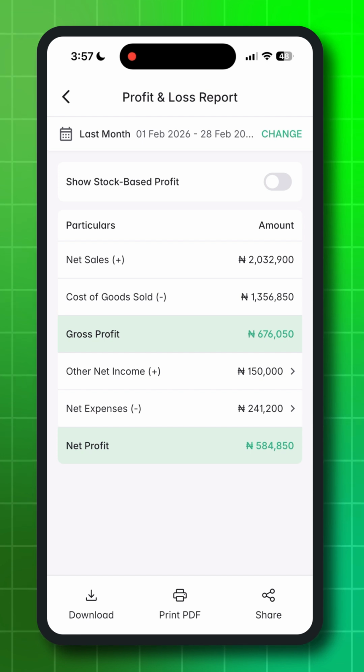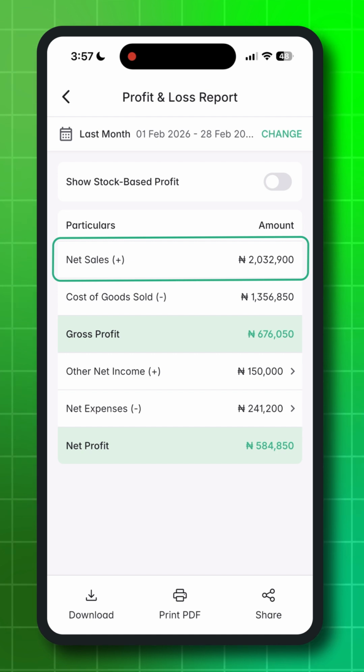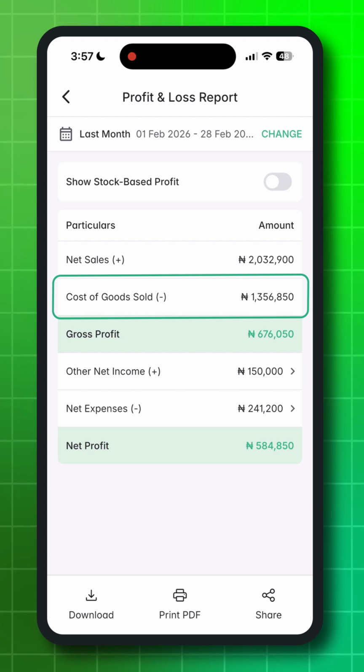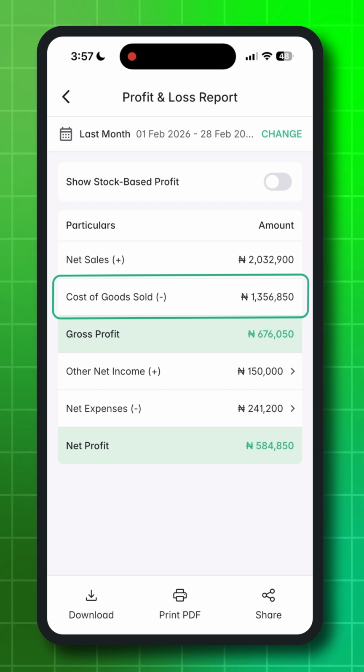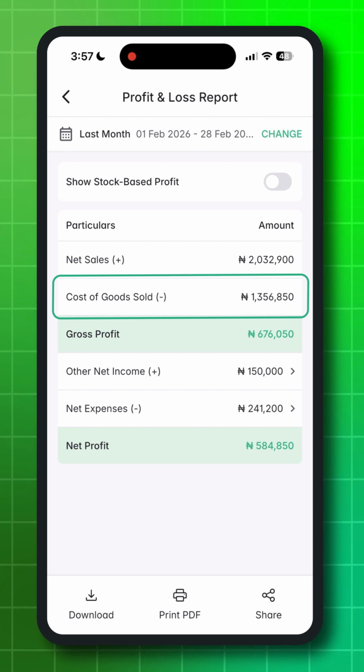First is net sales. This is the total income from all your sales transactions during the selected period. It shows how much money your business earned from selling products or services. If your net sales are high, it means your business is generating good revenue. Below, you'll find cost of goods sold. COGS is the total cost of the goods that were sold. For example, if you sell a product for 100 naira and its base cost was 60 naira, that 60 naira is counted in COGS. So COGS represents the actual cost of the items you sold.